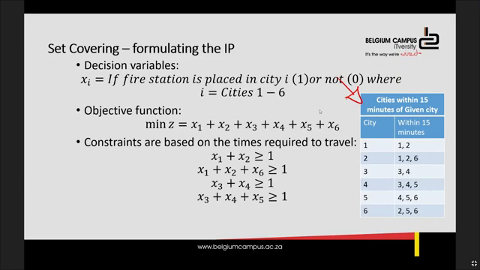Right. So first off, you'll see our decision variable is saying whether a fire station is going to be placed in the city or not, where i refers to which city it is. So in our objective function, we're just minimizing the number of fire stations. If they're being placed, the x value will be 1. If they're not placed in that city, then it's going to be 0.